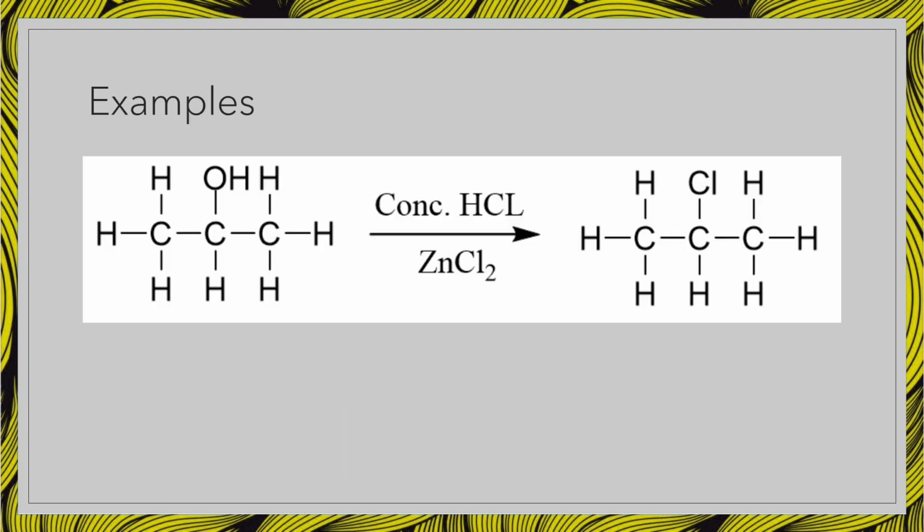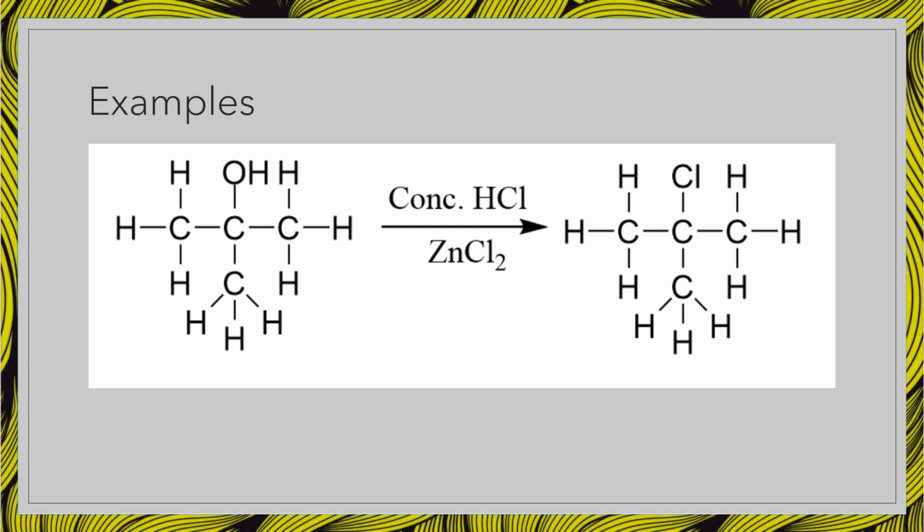Here are some examples. So again, propane-2-ol reacts with hydrochloric acid and zinc chloride to produce 2-chloropropane. 2-methylpropane-2-ol reacts with concentrated HCl and zinc chloride to produce 2-chloro-2-methylpropane. And that one, because it's tertiary, would happen almost immediately.